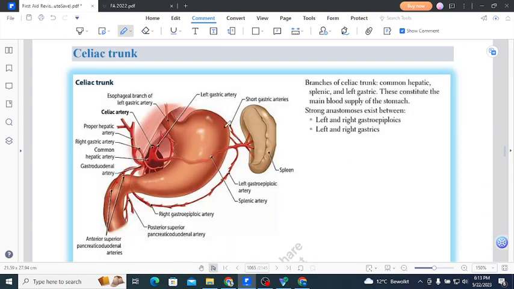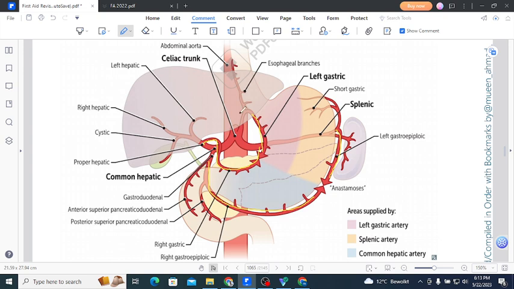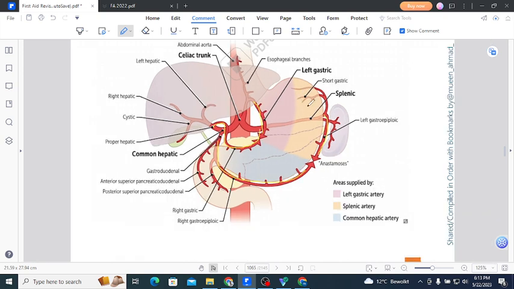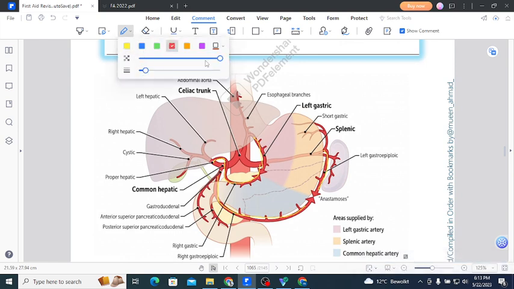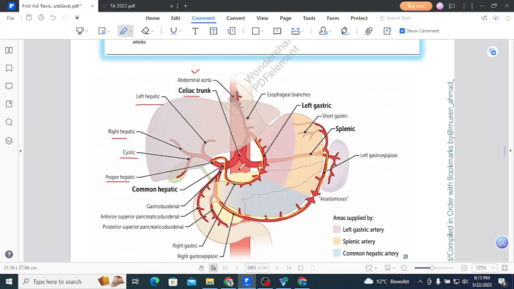So now let's come to this depiction. Let's see this diagram, and we'll move in a counterclockwise fashion. Firstly, you must remember that this is the abdominal aorta. The abdominal aorta is going to give rise to the celiac trunk like this. Then we have the left hepatic artery, the right hepatic artery, then there is a cystic artery, and the proper hepatic artery is coming like this. The common hepatic artery is a direct branch of the celiac artery, while the proper hepatic artery is coming from the common hepatic artery.